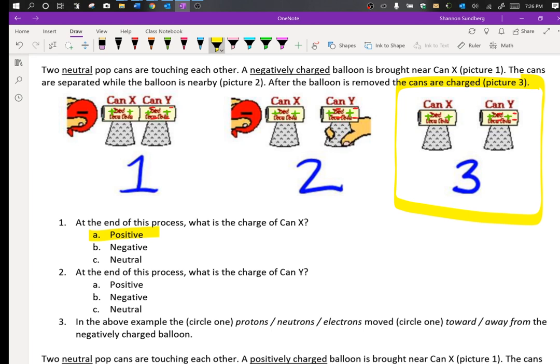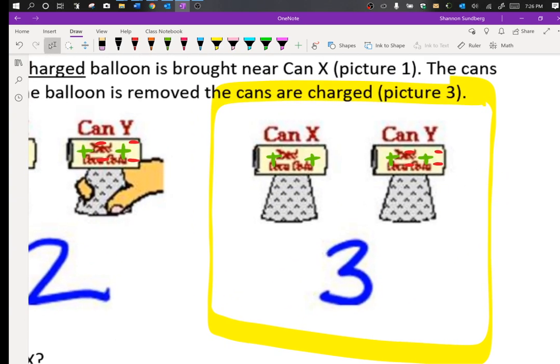Number 2 says, at the end of this process, what's the charge of can Y? Well, can Y got all of those electrons from can X when that balloon was brought by. So can Y is negative, because you can see if you look at the picture, it's got more of those little red electrons than the protons.